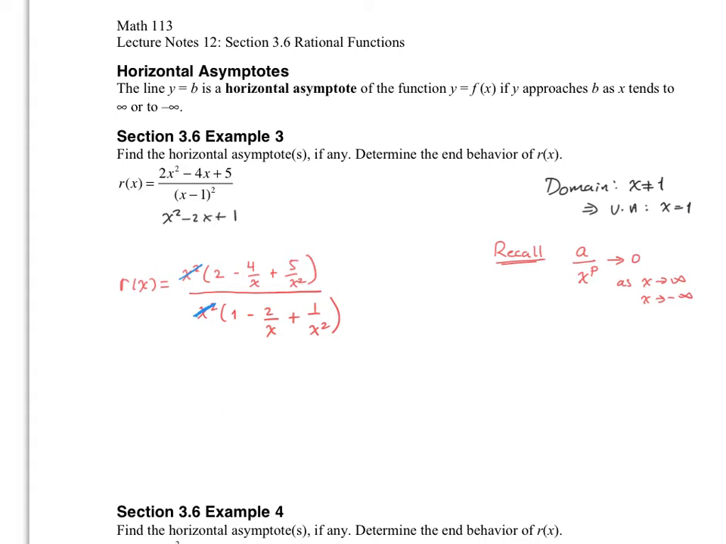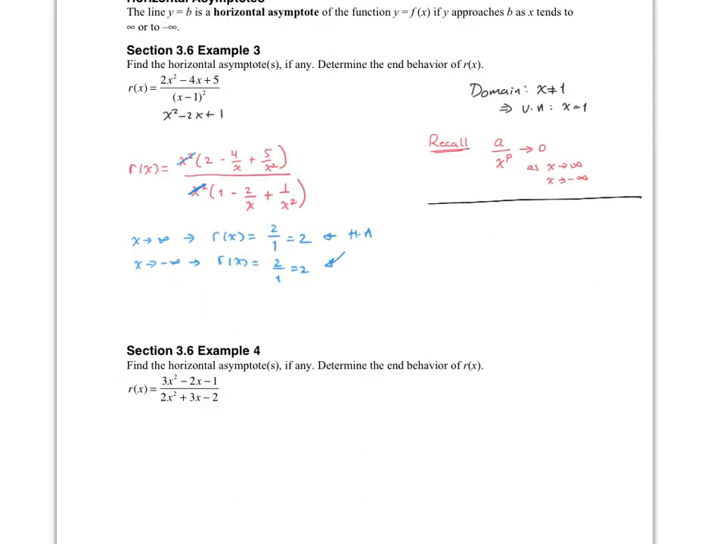And then what happens to this as x goes to infinity? Well, based on this rule, this will go to 0, this will go to 0, this will go to 0, and this will go to 0. So as x goes to infinity, that implies that r of x is going to go to 2 over 1, which is 2. And this will be the horizontal asymptote. The same thing is going to happen as x goes to minus infinity. r of x is going to be 2 over 1, which is 2. And again, that's a horizontal asymptote. Right now, here is the easy way to do this.